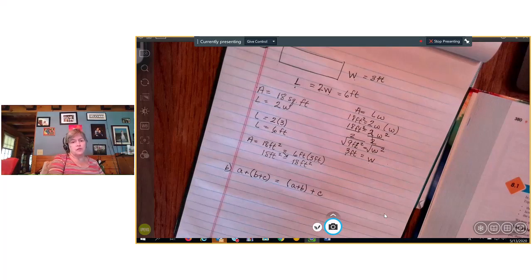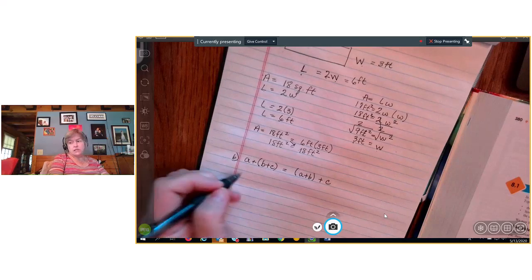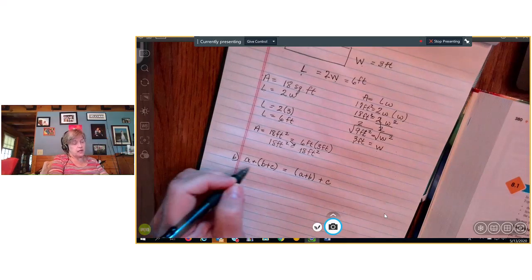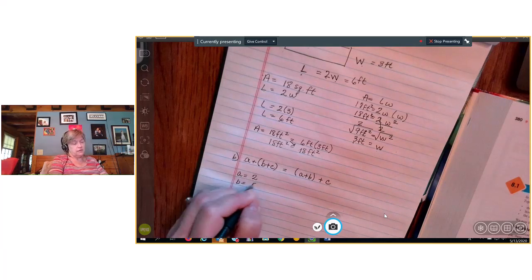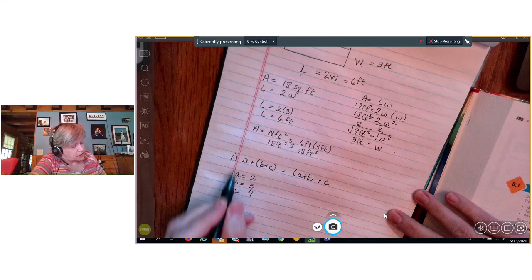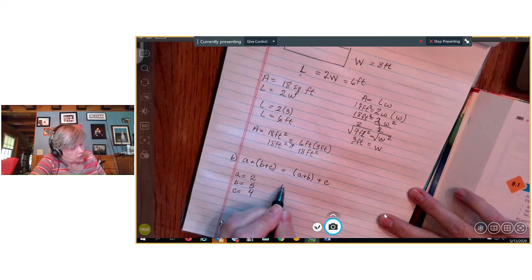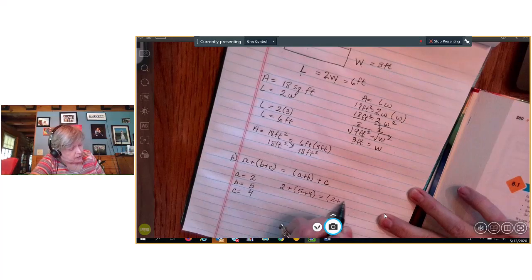Now what can I do to prove this? I can actually give values for a, b, and c. So I can say that a is going to equal 2, b is going to equal 5, and c is going to equal, let's say, 4. So now let's put these into this equation we have here. We've got 2 plus (5 plus 4) is going to equal (2 plus 5) plus 4.